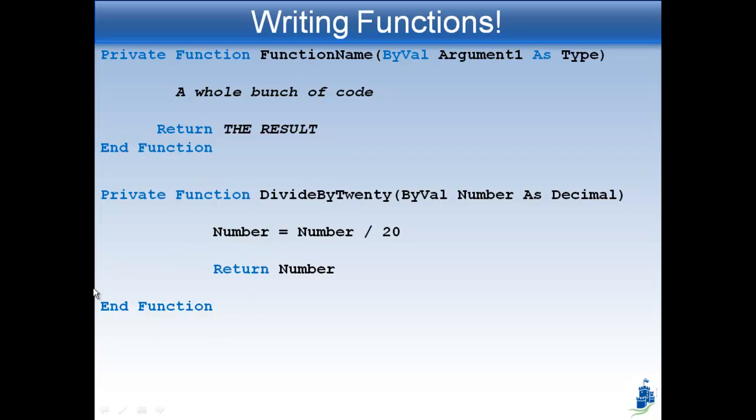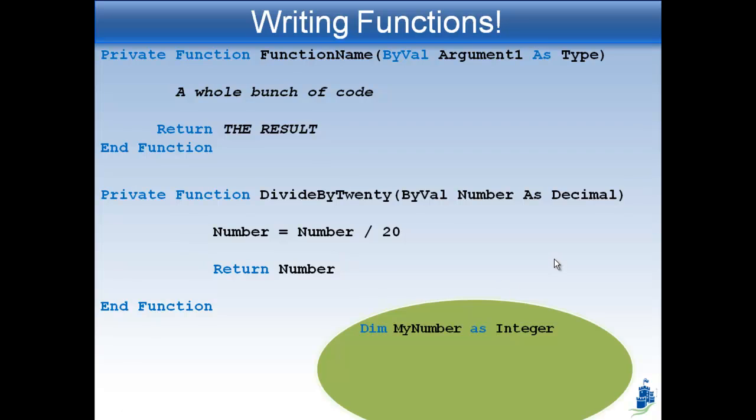So here we say return number. And so that way, if I call divide by 20 somewhere else in my code, I say, all right, dim my number as an integer, and I say my number equals divide by 20, and then I pass it 100 as the argument.